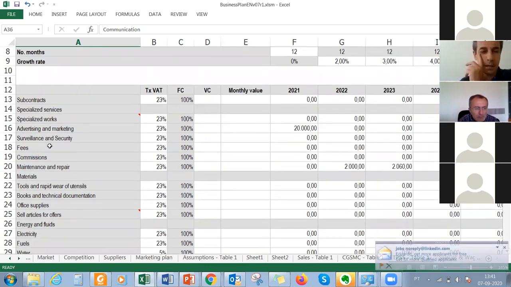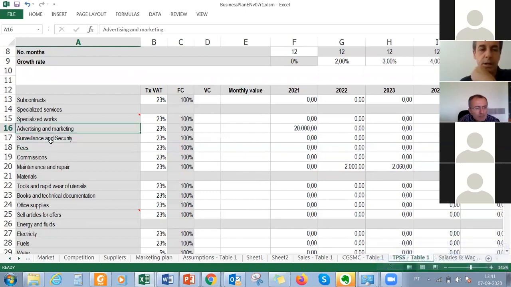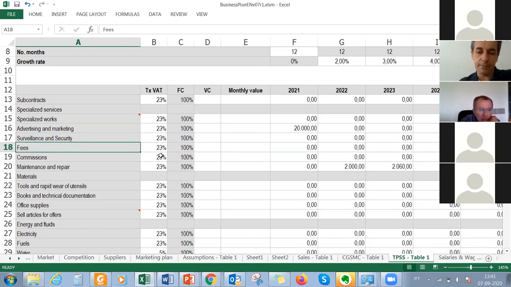So advertising, is it important or not important? How important is it? They have to face those questions. Each line is actually a question, and this is a question the students should think about.